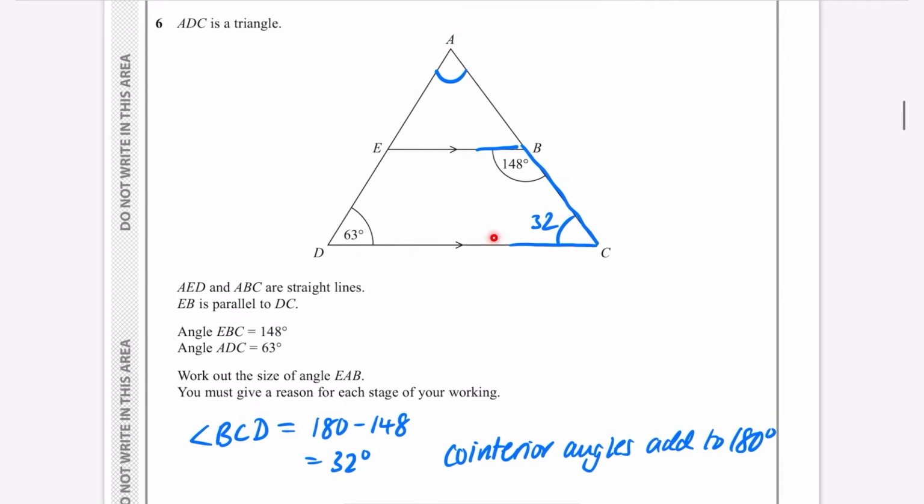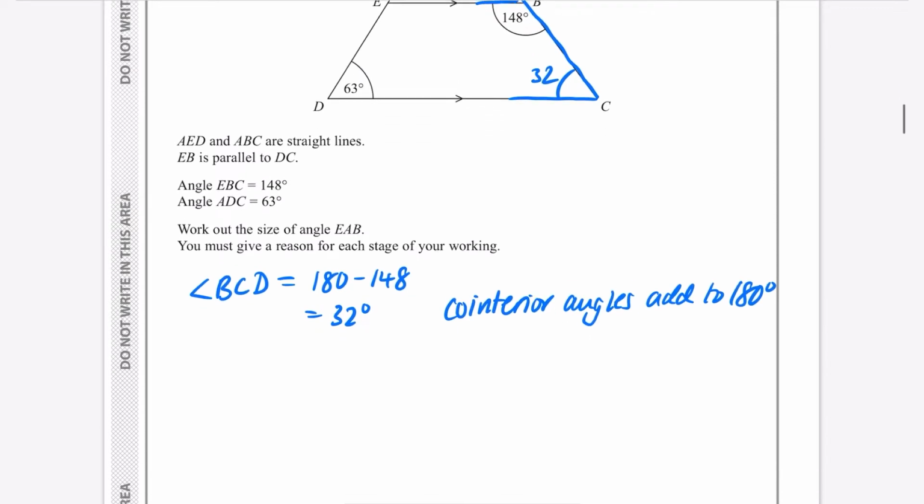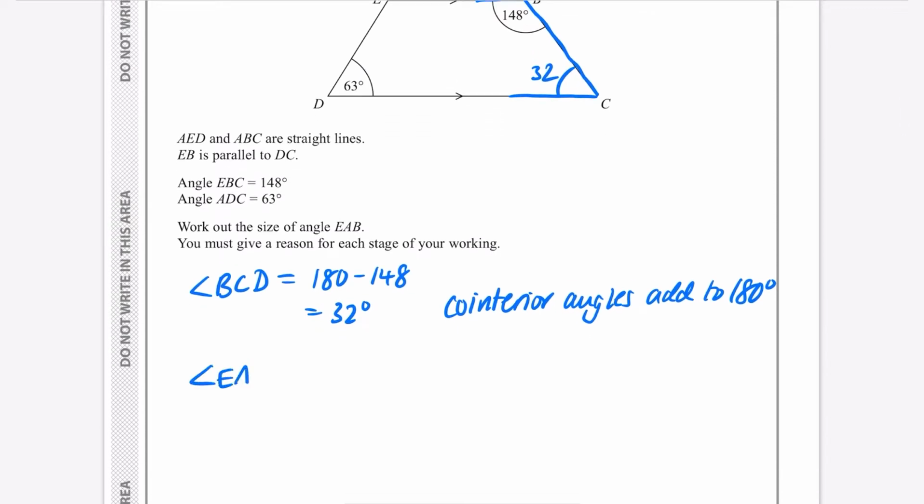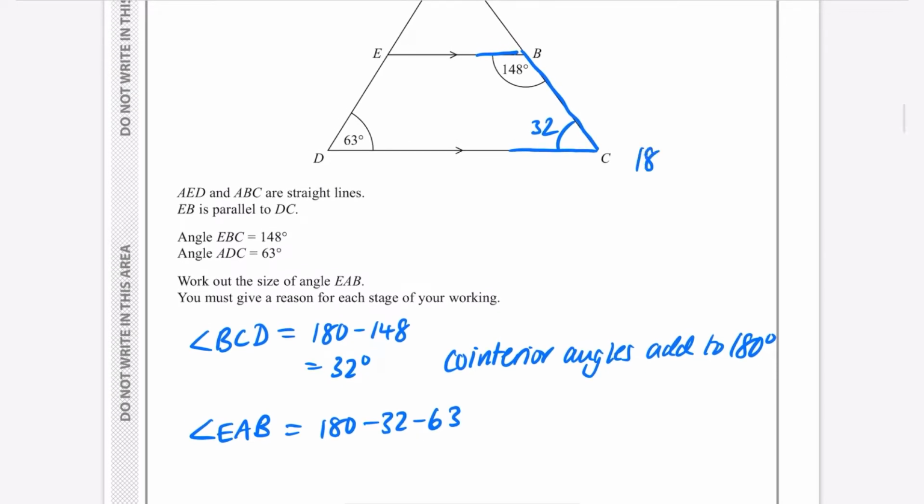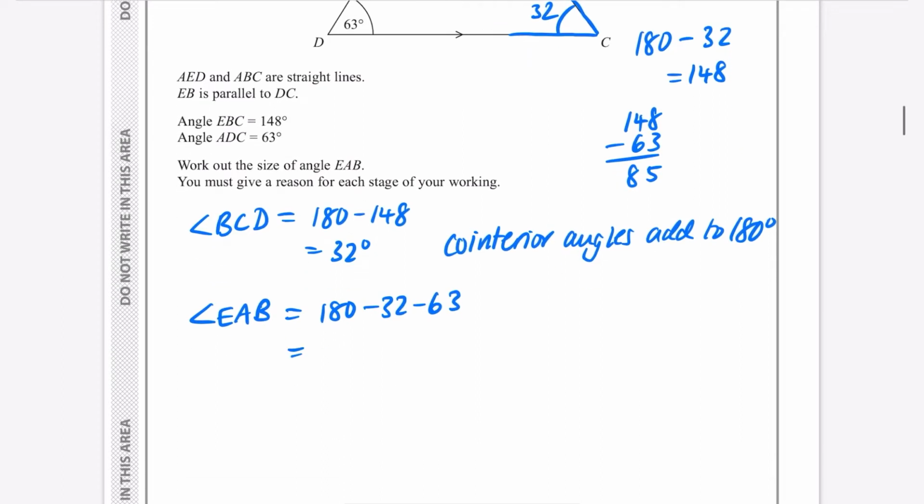Now when I look at the diagram, I've got this whole shape here. I have a triangle. I know that this angle, and this angle must add up to 180 because it's angles in a triangle. So I'm now going to say that angle EAB, the one that we're looking for, is going to be 180, take away 32, take away 63, which we will very quickly work out. Well, 180 take away 32 is 148. We've basically just worked that out with this information here. So I'm going to do 148 take away 63. 8 take away 3 is 5, and 14 take away 6 is 8. So I'm going to get my answer is 85 degrees. And the reason for this is because angles in a triangle add to 180.